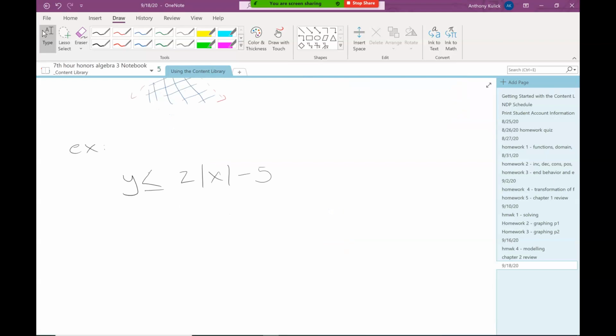So let's say we want to graph the inequality y is less than or equal to 2 times the absolute value of x minus 5. So just like before, we'll start out by writing our values for a, h, and k. So in this case, that's 2, 0, and negative 5. Everybody okay there?